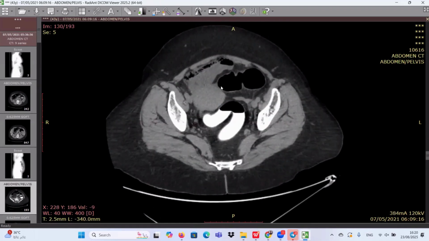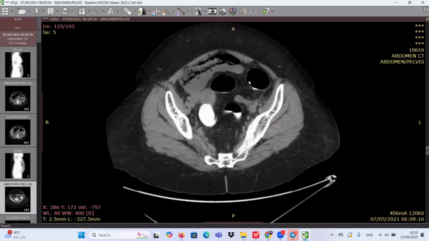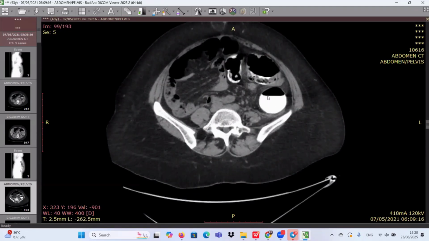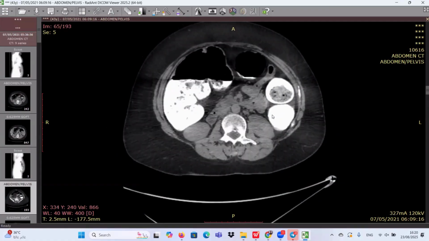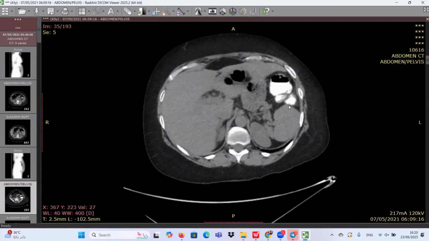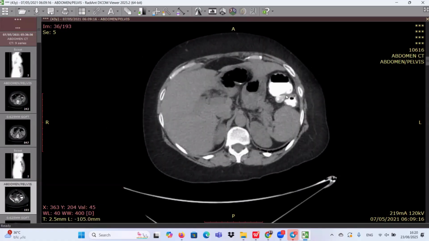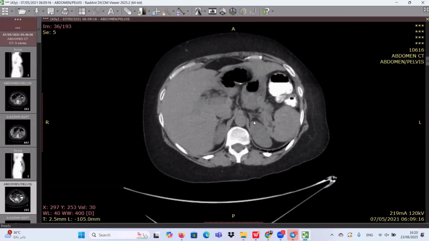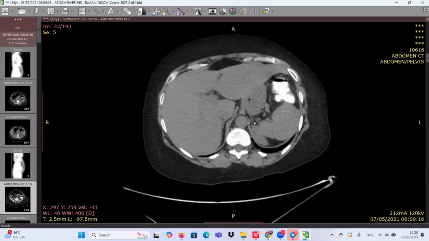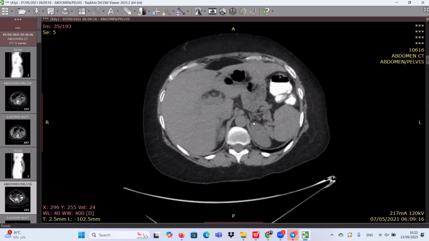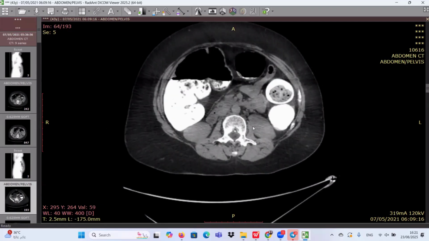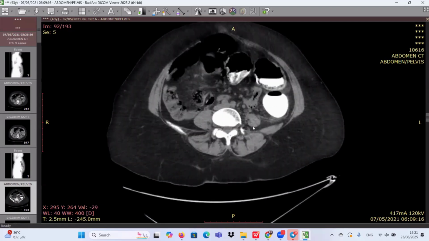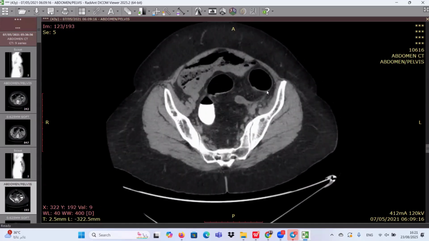In the narrowing seen previously, I cannot appreciate it in this, and however, the entire colon is dilated. Please stop here. You couldn't identify the obstructing lesion at the sigmoid colon after the rectal enema procedure, is that correct? Yes, sir. Can you go down, please, to see this rectosigmoid colon.